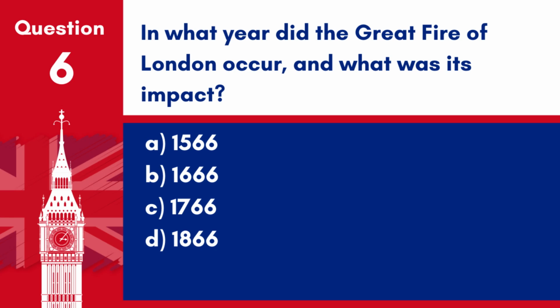Question 6. In what year did the Great Fire of London occur, and what was its impact? A. 1566, B. 1666, C. 1766, D. 1866. Answer: B. 1666. The Great Fire of London in 1666 led to the destruction of much of the medieval city, prompting the rebuilding of London with improved urban planning and fire safety regulations.